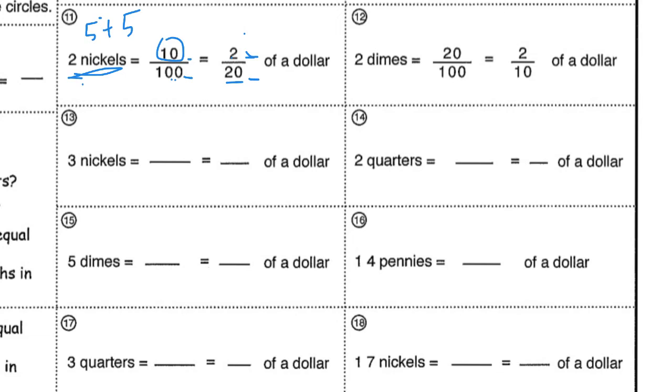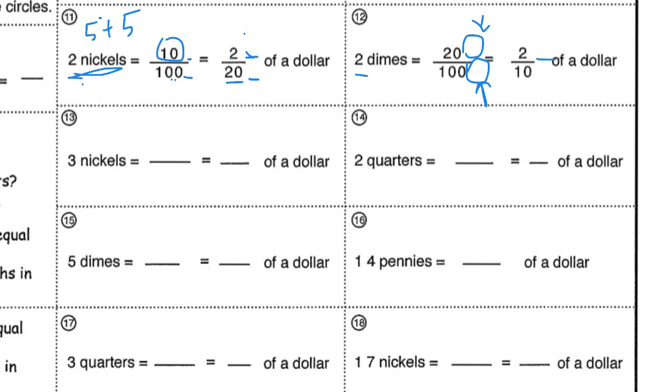All right, here we go with number 12. I want you to guess and see if you can beat me. What are you going to put right here and right there next to 20 and 100? Because dimes are equal to 10 cents, right? So what you should have put, go ahead and see if you can beat me there, is put a cent sign there and a cent sign right there, because 2 dimes is 20 cents out of 100 cents of a dollar.